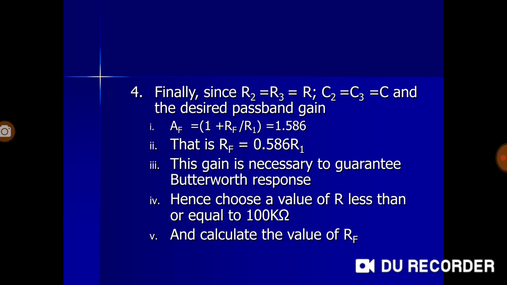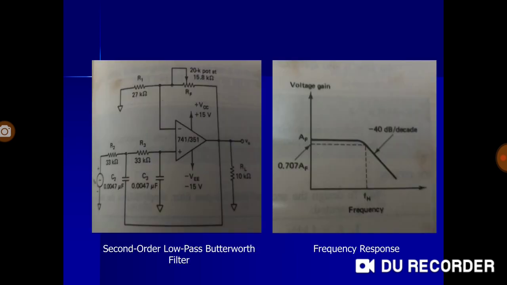The particular R1, actually what we do is we should choose a value of R less than or equal to 100 kilo ohm, not more than that, to ensure the proper functioning of the circuit, and then we have to calculate the value of RF. So the entire designing of the high pass filter is summarized as above, that just we did.